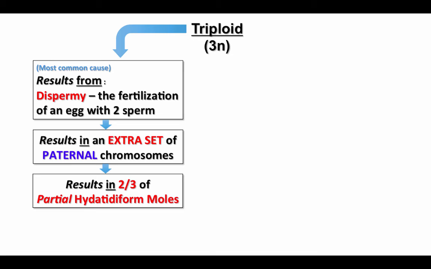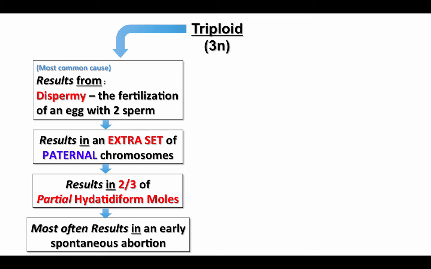And this is going to result in 2/3 of what are referred to as partial Hydatidiform moles. And just in the next slide, we'll talk about exactly the nature of a Hydatidiform mole or a molar pregnancy. This is a specific type of Hydatidiform mole called a partial Hydatidiform mole. And we'll talk about the differences between partial and complete Hydatidiform moles shortly. But anyways, of the partial Hydatidiform moles, 2/3 of them are going to be resulting from this mechanism, as in the fertilization of a normal egg with 2 sperm, that is dispermy. Most often results in early spontaneous abortions.